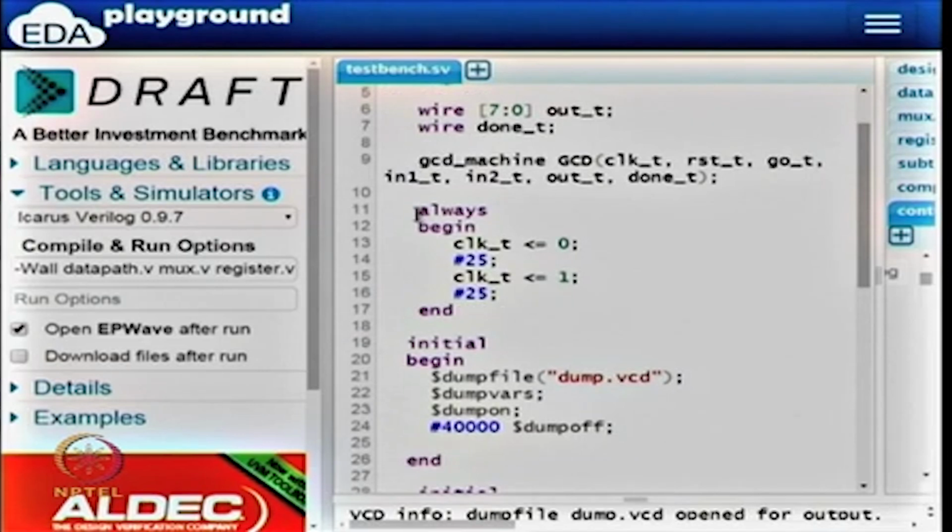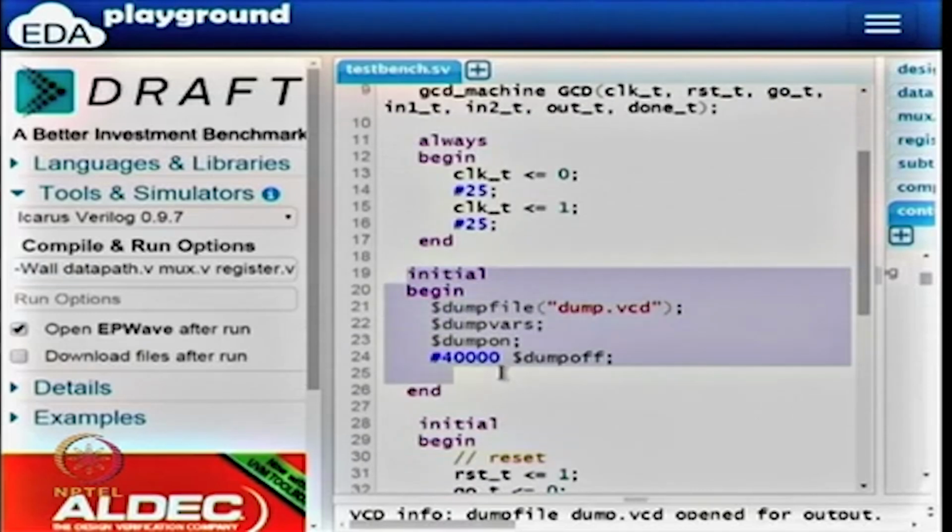I have written a small always block which simulates the notion of a clock. All this does is it makes clock equal to 0, waits for 25 units, makes clock equal to 1, waits for 25 units, and then repeats this over and over, which means this is a clock of width 50 time units.